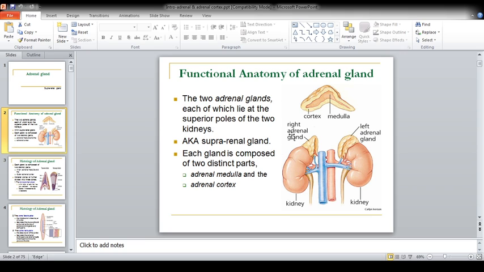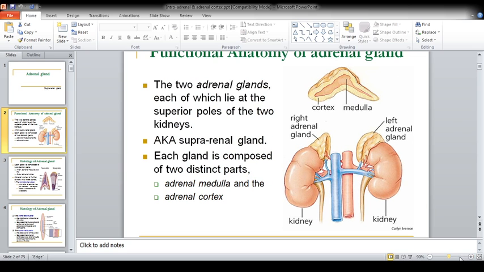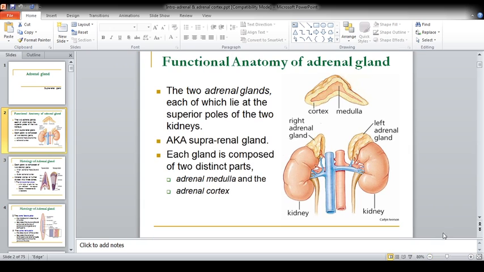They are composed of two parts, that is the adrenal cortex and the adrenal medulla. The inner part is known as the adrenal medulla, whereas the outer part is known as the adrenal cortex.